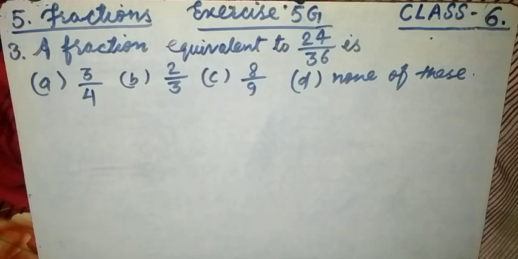This is class 6, chapter number 5, fractions, exercise 5G. So, students, in this exercise, all questions are objective. In each question, there are 4 options, and one option is correct, and we have to choose the correct option after solving the question.